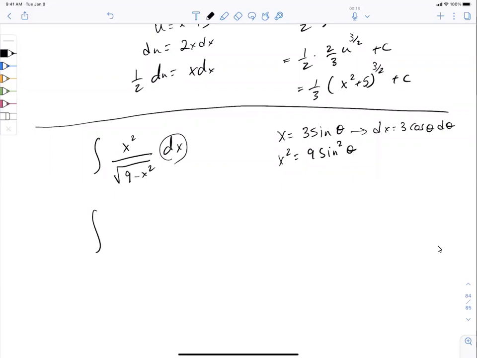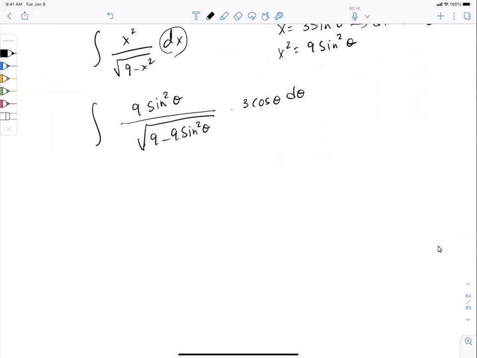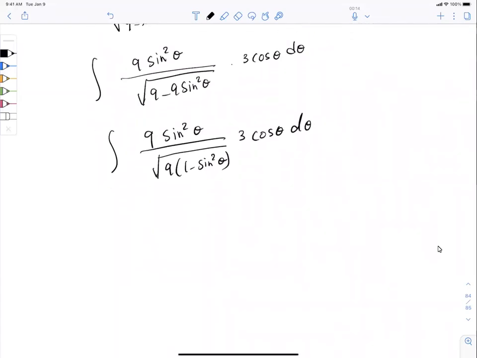So my top becomes 9 sine squared theta. The bottom is square root of 9 minus 9 sine squared theta, times 3 cosine theta. So it's 9 sine squared theta over, let me actually take an extra step, the square root of 9 times 1 minus sine squared. Now you kind of see why I chose that specific substitution. Now, 1 minus sine squared is cosine squared. So it's the square root of 9 cosine squared, and the absolute value of that comes out.